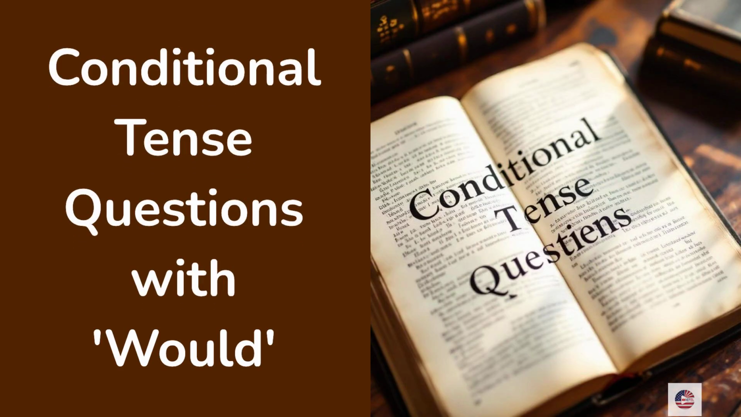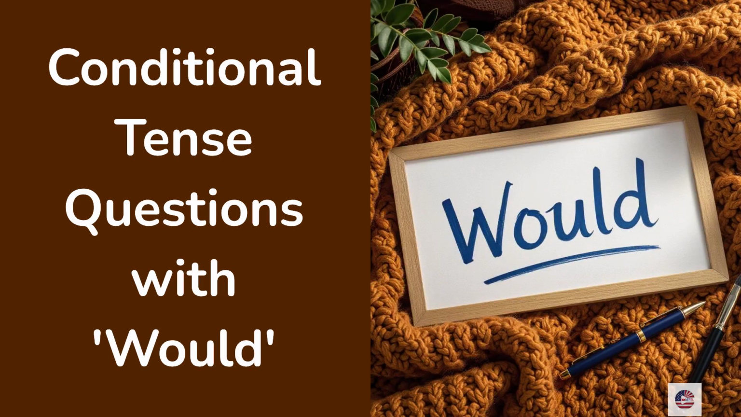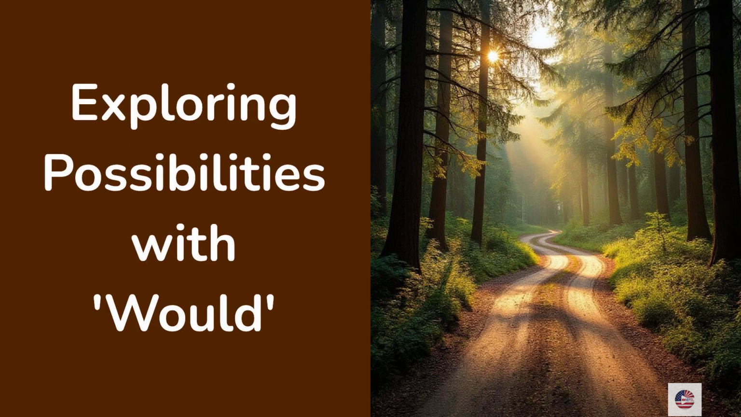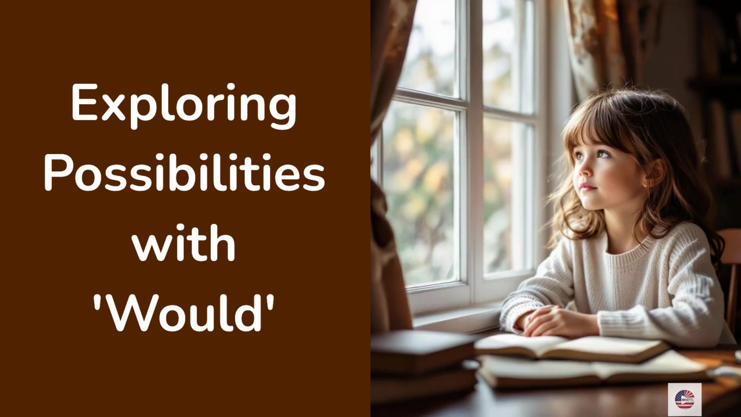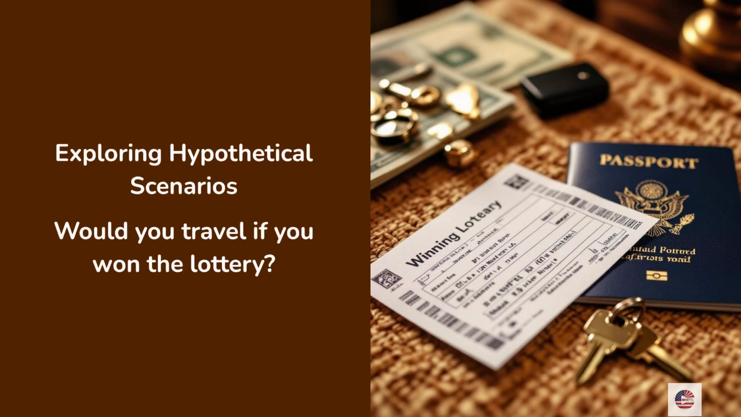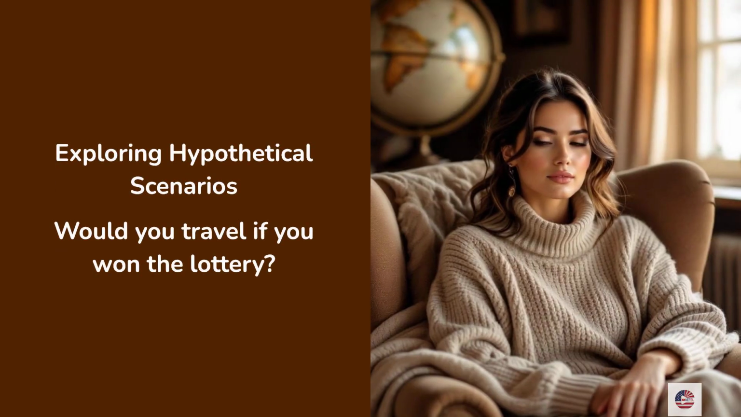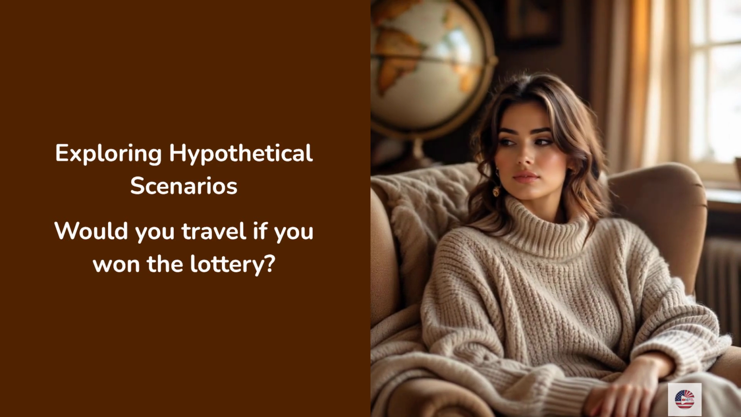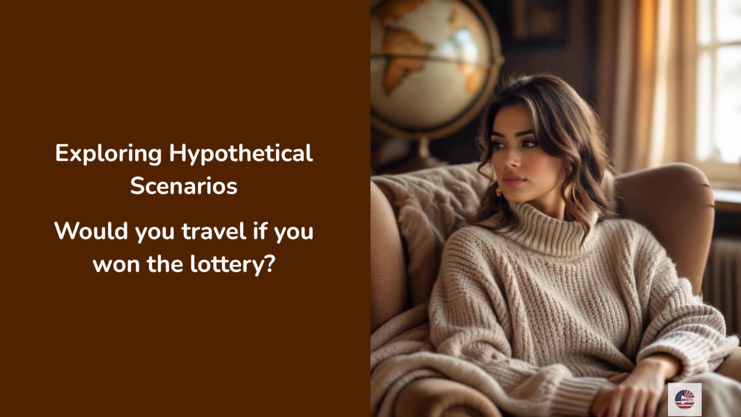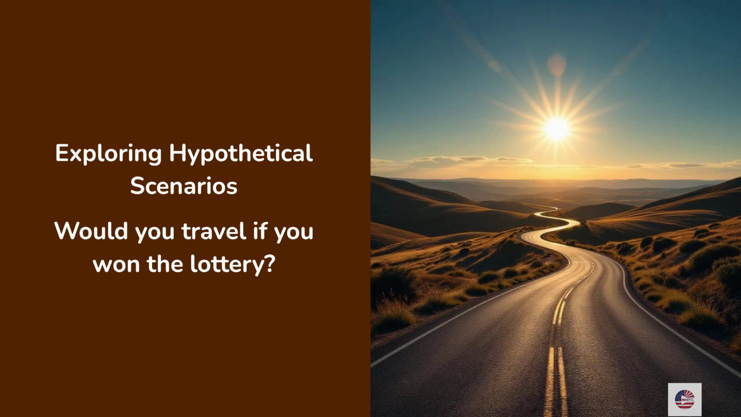Finally, let's explore conditional tense questions, which allow us to discuss hypothetical situations or possibilities. Here, we often use the auxiliary verb would. Would helps us explore what could happen under certain conditions, or what someone would do in a particular scenario. It's great for imaginative questions. A classic example is, "Would you travel if you won the lottery?" This question invites someone to consider a hypothetical situation and what their response might be. It's all about exploring possibilities.